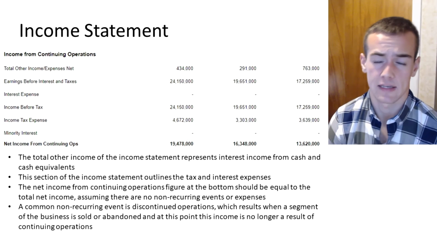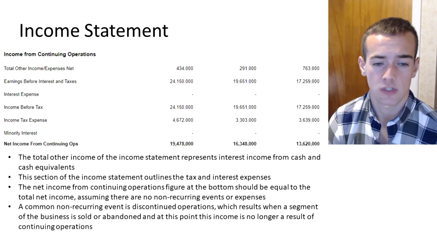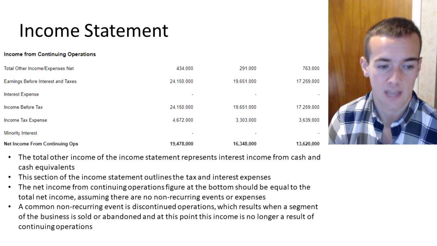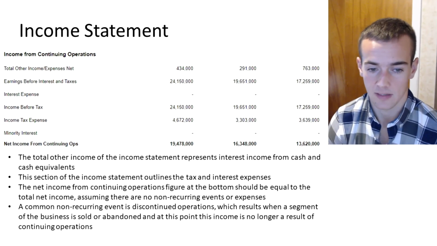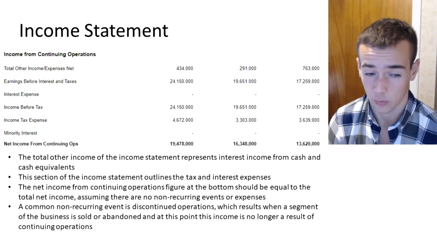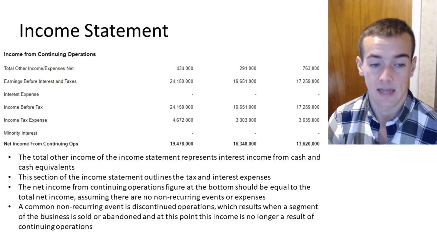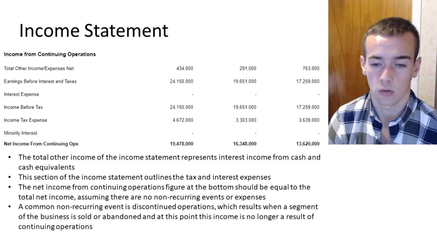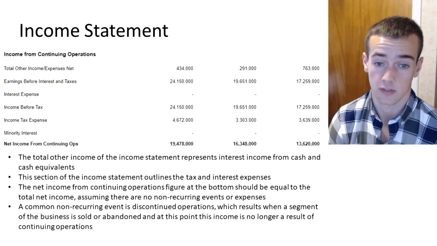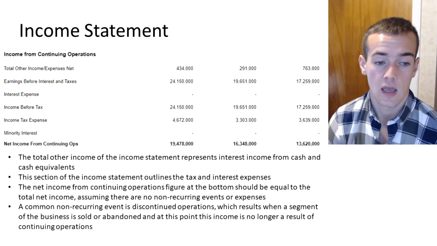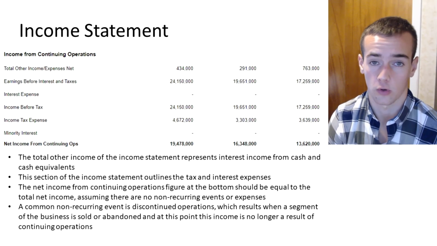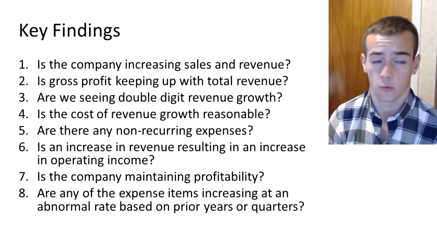So what exactly is a non-recurring event? The most common one is a discontinued operation, which results when a segment of the business is sold or abandoned, and at this point, this income is no longer a result of continuing operations. So that is considered to be a non-recurring event, and it can no longer be factored into the continuing operations section of the income statement. That is why you would see a non-recurring event listed, if some part of the business was sold or abandoned.